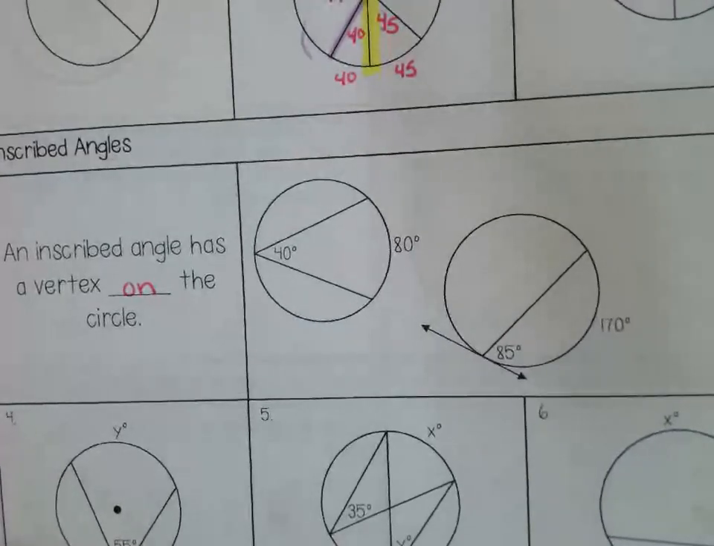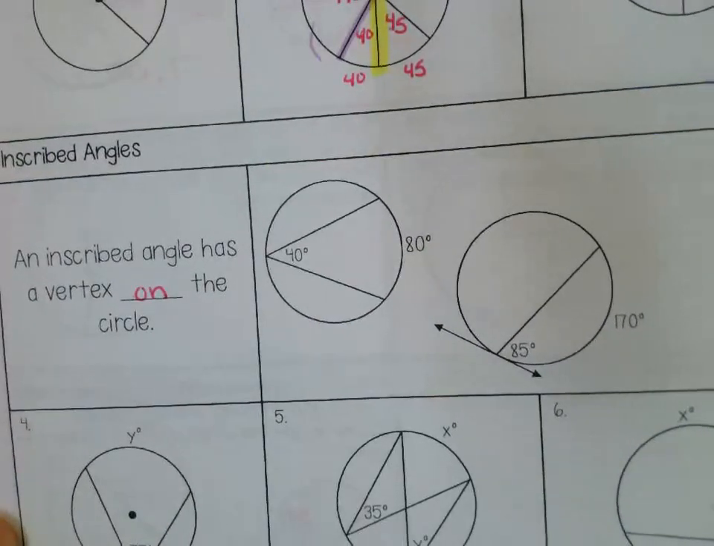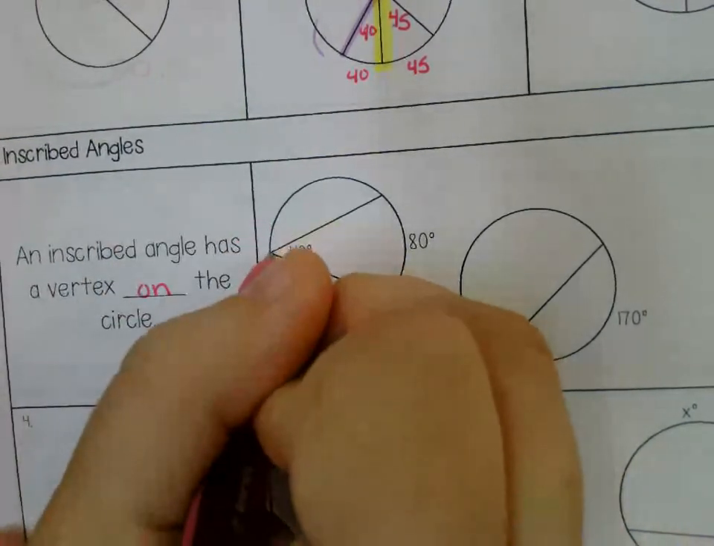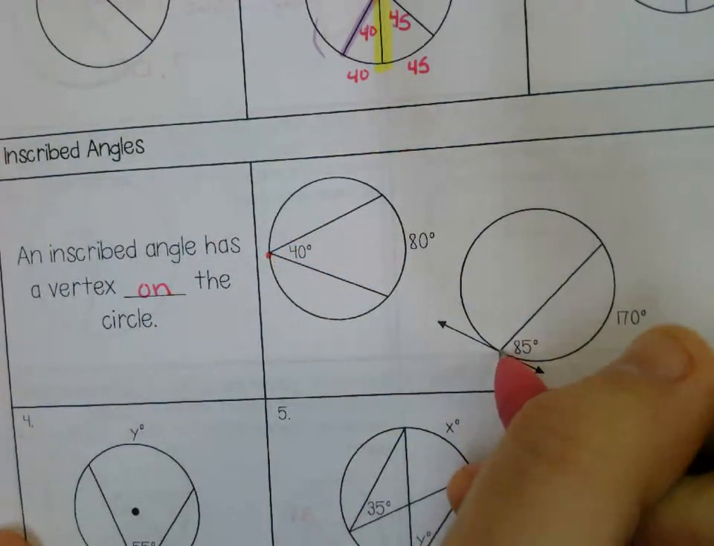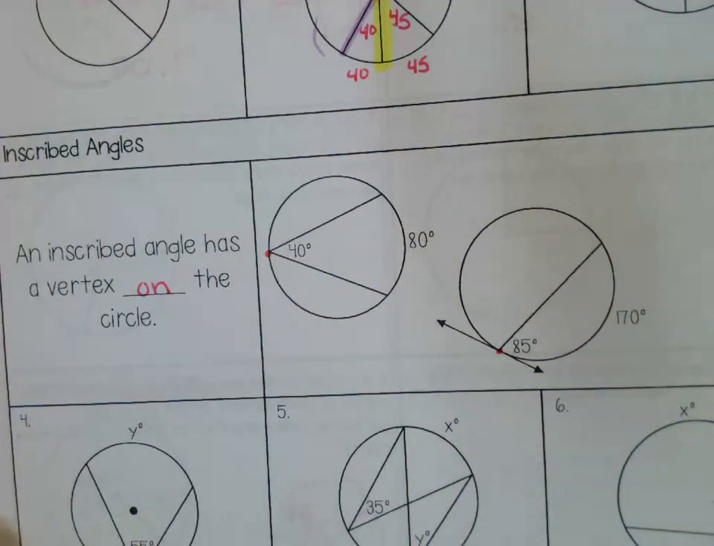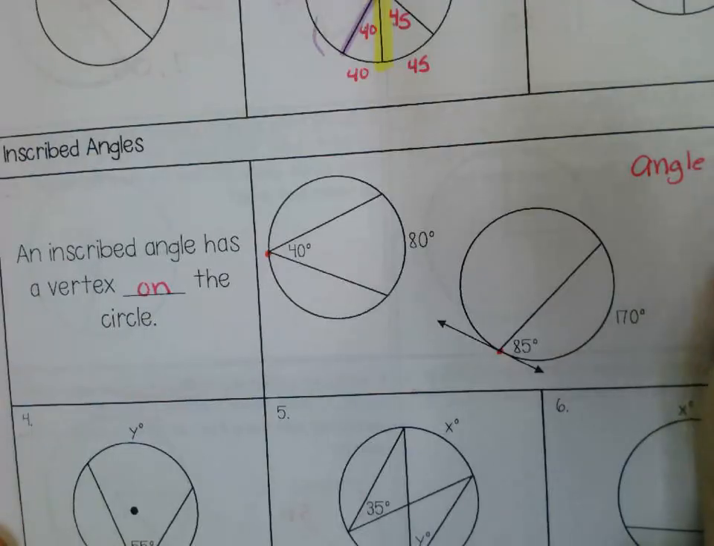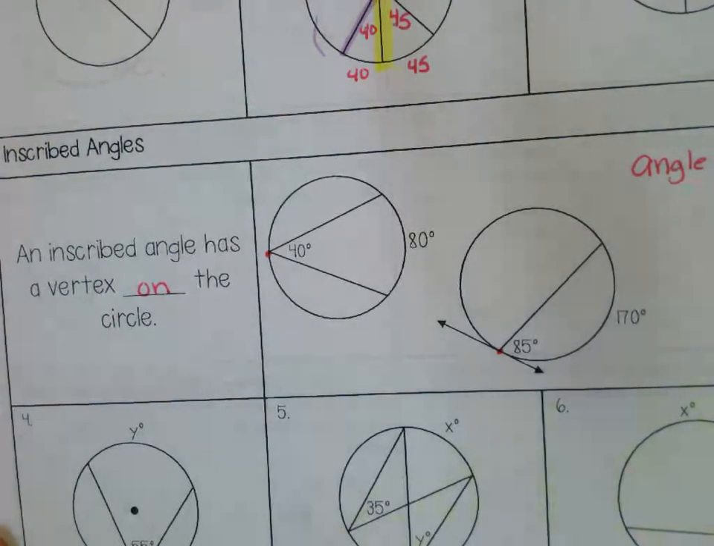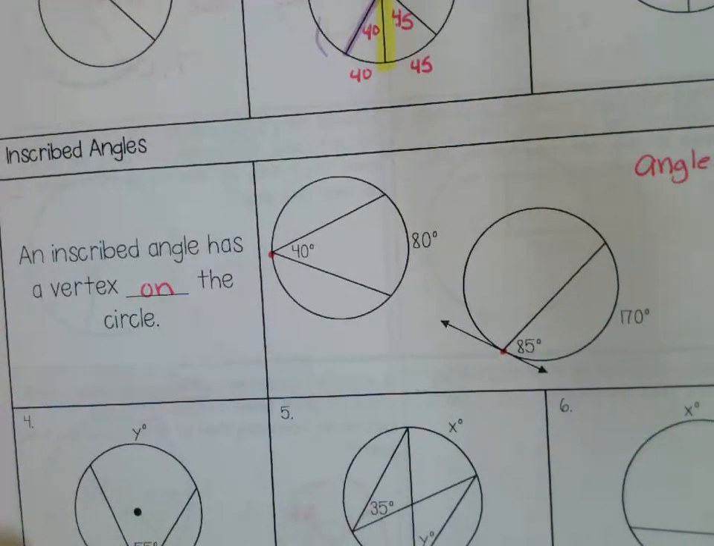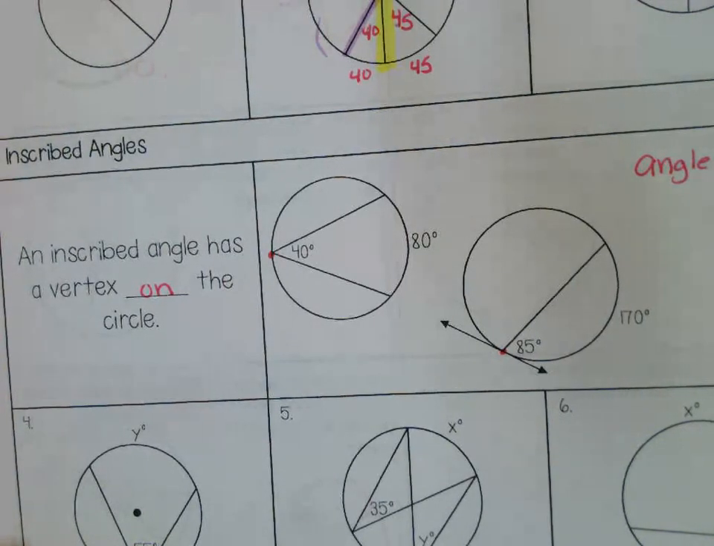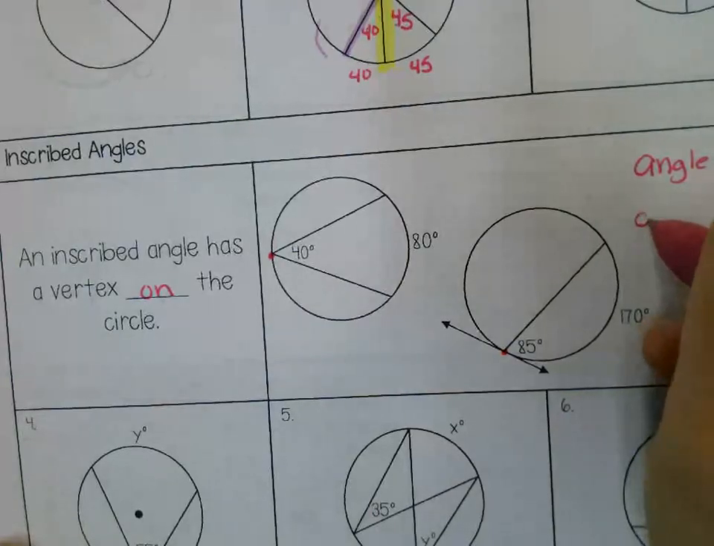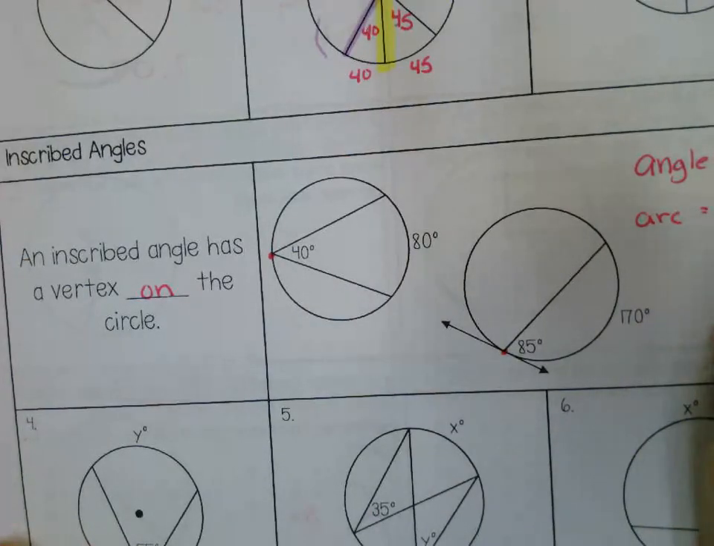Okay, an inscribed angle has a vertex on the circle. So if you look at this, see how here's my vertex right here, it's on the circle. Here's my vertex right here, it's on the circle. Okay, here's the rule. The angle is equal to 1/2 the arc, or the arc is equal to 2 times the angle.